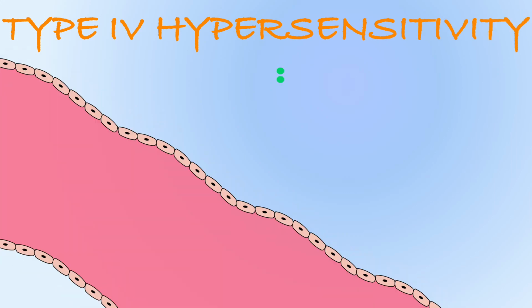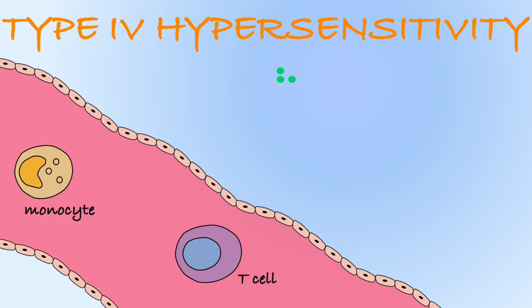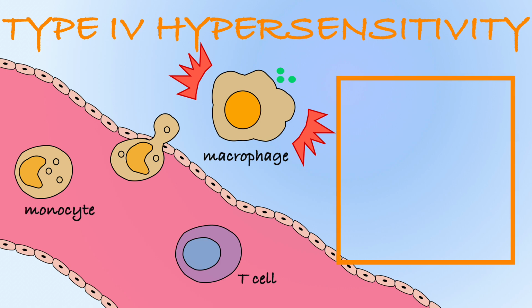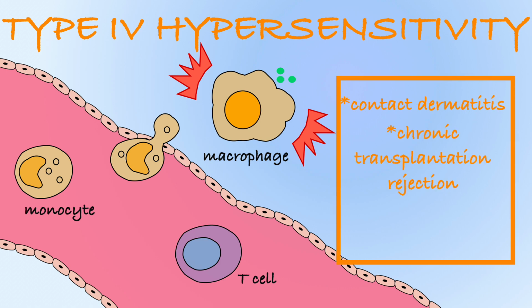Type 4 hypersensitivity, also called delayed type hypersensitivity, is a cell-mediated reaction that involves the interaction of T cells, monocytes and macrophages and occurs in response to contact with certain allergens. Some clinical examples are contact dermatitis, chronic transplantation rejection, tuberculosis, and leprosy.